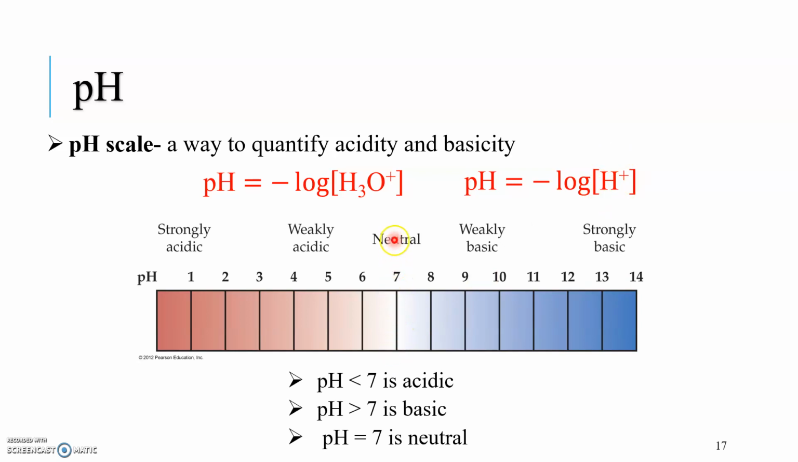Any solution with a pH that is lower than 7 is going to be an acidic solution. And if you notice, as you go away from the 7, the acidity increases. So a solution with a pH of 1 is much stronger than a solution with a pH of 5, for example. And when the pH is higher than 7, then the solution is basic. And again, as you get away from the 7, the basicity increases, and a solution with a pH of 13 is a much stronger base than a solution with a pH of 9.